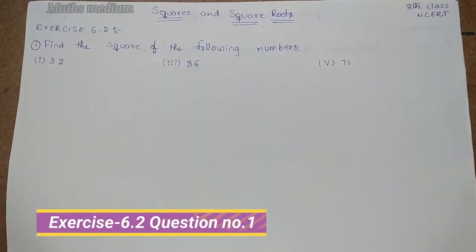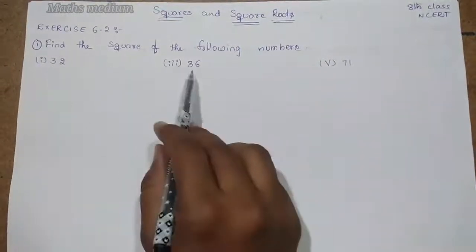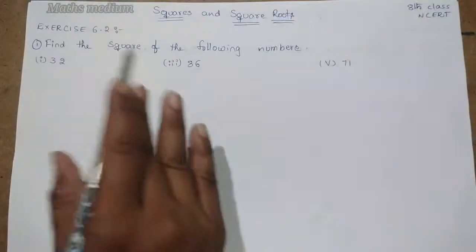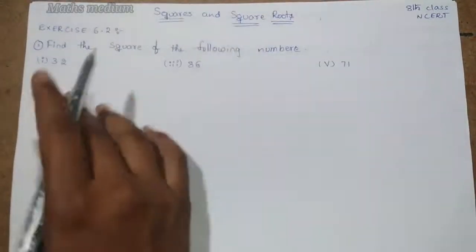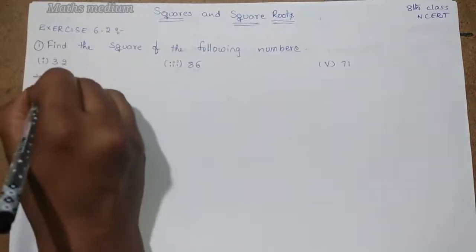Today I came with exercise 6.2 from Squares and Square Roots, 8th class NCERT. Question number 1. Find the square of the following numbers: 32, 86 and 71. In earlier sessions, I already explained how to find the square of a given number. Check the description box. Now coming to 32, we have to find the square.